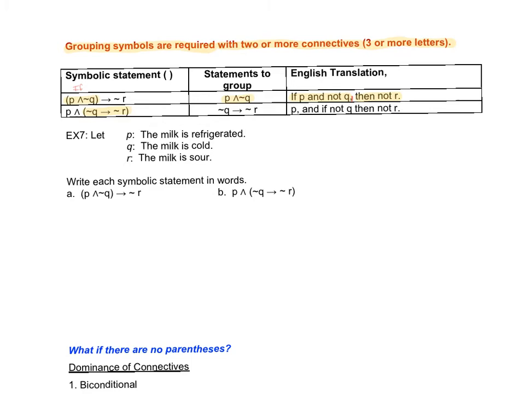Let's say that I was to group together the not Q, arrow not R. So I've changed my parentheses. Notice this is now an and statement. So this would be P, and there's a comma here to indicate that I'm going to have another grouping. So P and if not Q, then not R. They read differently depending on where the parentheses are.